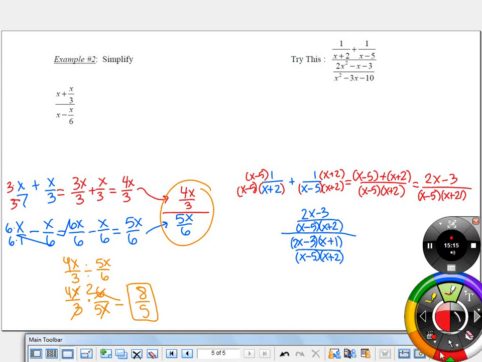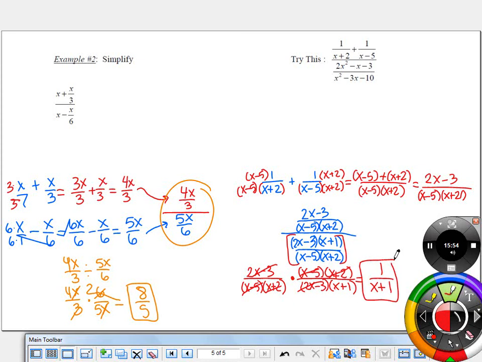So now when we set this up to actually do the division, we have 2x minus 3 over x minus 5 times x plus 2. And it's being divided by another fraction, which means we're going to multiply by the reciprocal of this fraction. So x minus 5 and x plus 2 in the numerator with 2x minus 3 and x plus 1 in the denominator. Now we can see that we have lots of factors that cancel from numerator to denominator, and we are left with 1 over x plus 1.